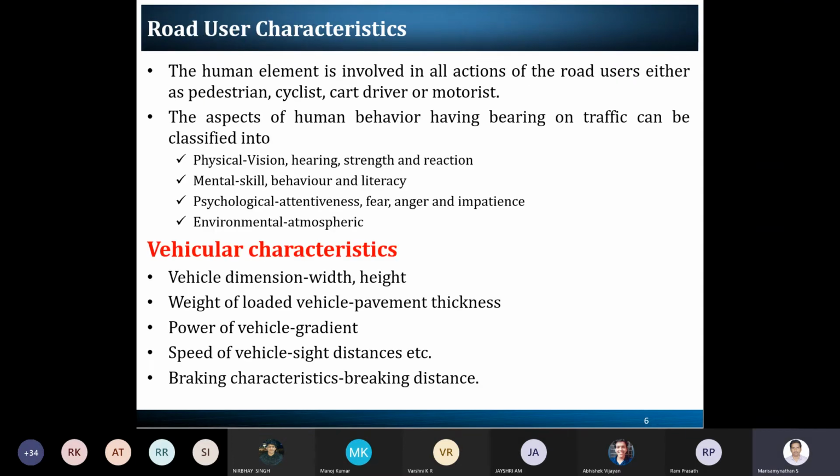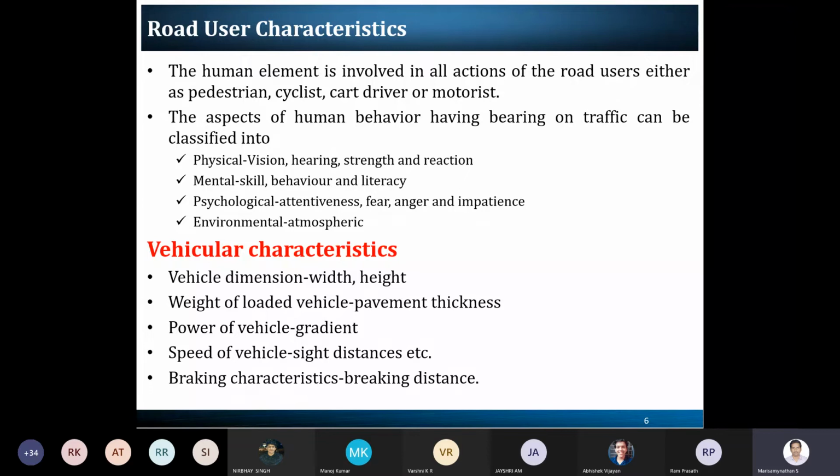The next one will be the road users characteristics, where the humans are ultimately involved. When you are walking, you are referred to as a pedestrian. When you are using a cycle, you are considered a cyclist. When you are riding a two-wheeler, you are referred to as a rider.